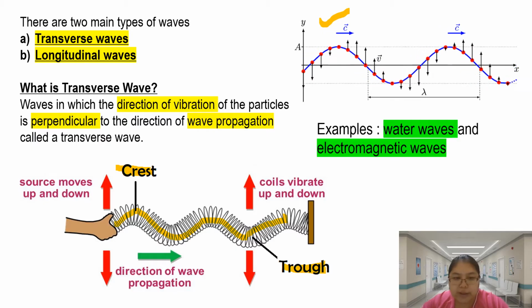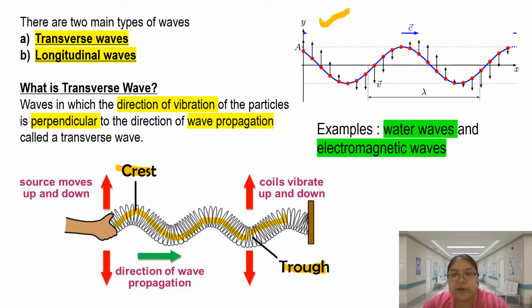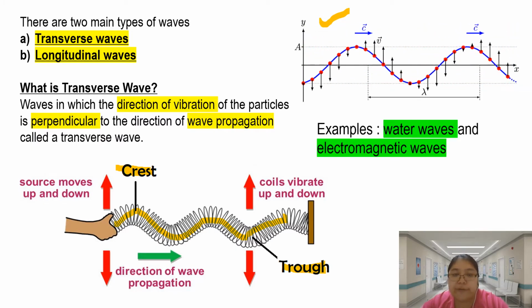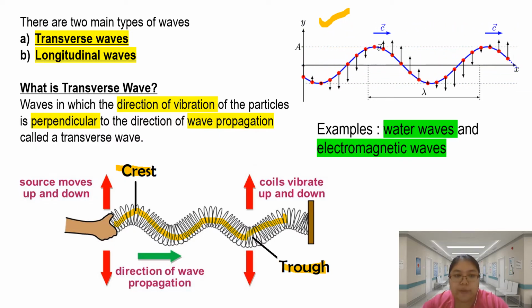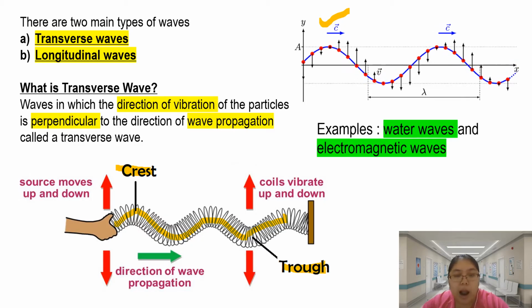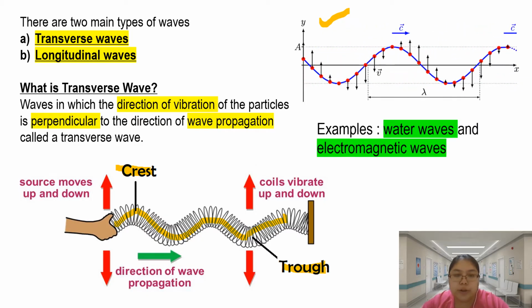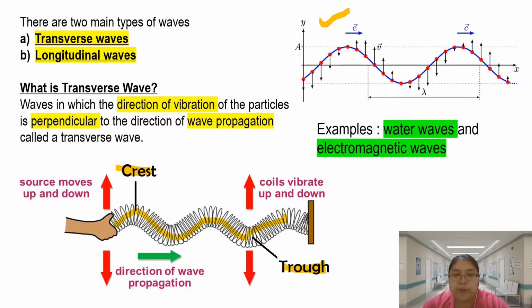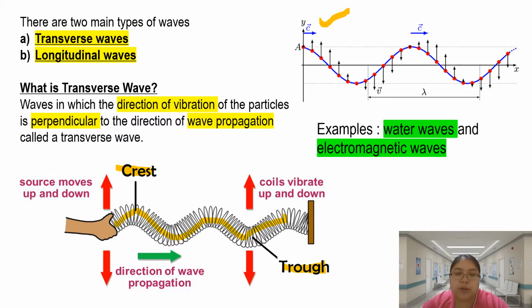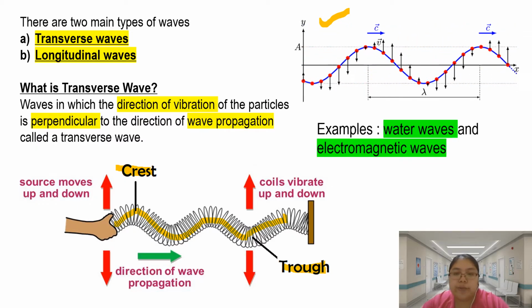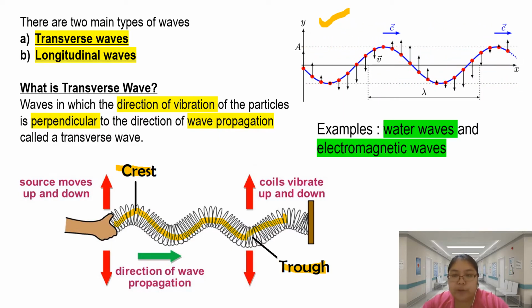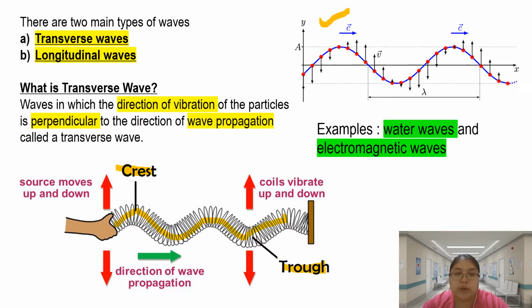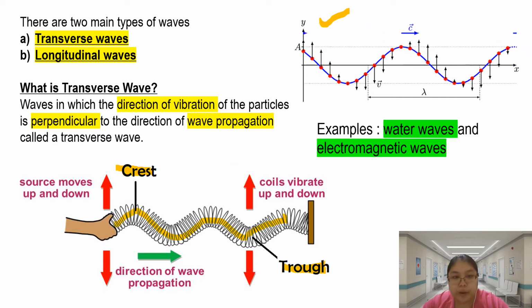So the direction going to the right is the wave. The wave always goes to the right because it transfers the energy. Then the up and down should be the source of the wave, how you move it. That means how you shake the spring. So you shake the spring up and down, then the wave travels to the right. So these two are perpendicular, so we call this a transverse wave. So examples of transverse waves are water waves and also electromagnetic waves.